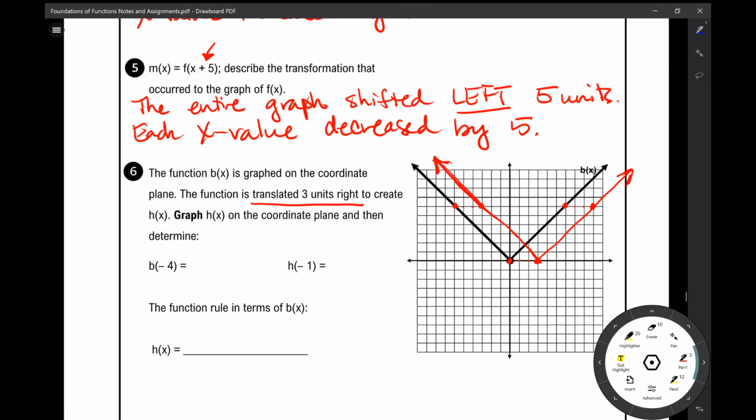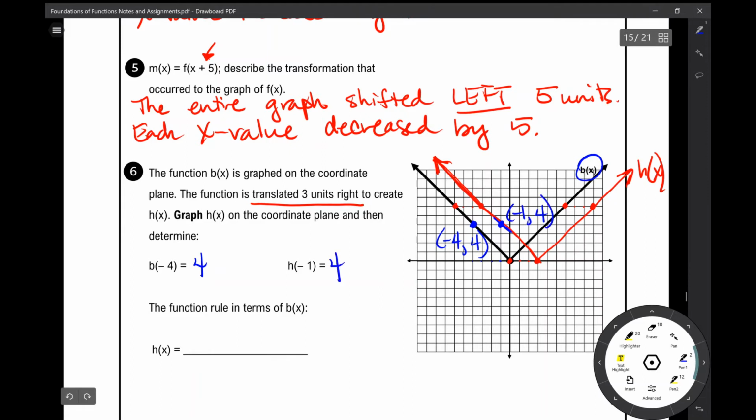And now let's determine b of negative 4 and h of negative 1. So we drew h of x right here in red, and I'm going to switch my pen color. B of negative 4, that's this function right here. B of negative 4, 1, 2, 3, 4, there's where my graph is. Negative 4, positive 4. So when x is negative 4, y is positive 4. What about h of negative 1? H of negative 1, well, here's where negative 1 is. H of x is up here, which should be right there. H of negative 1 is also 4.